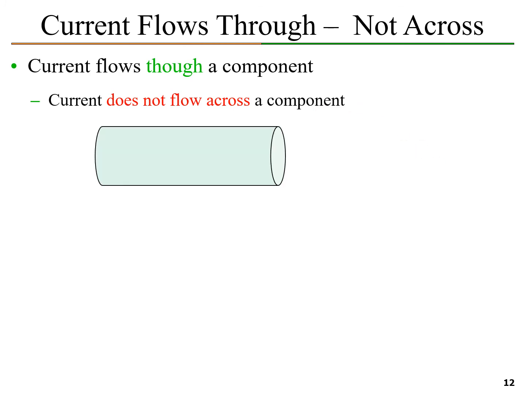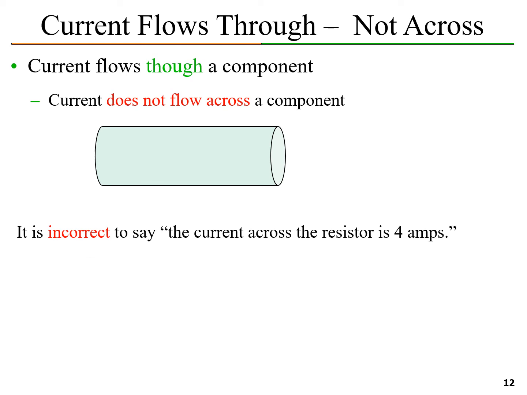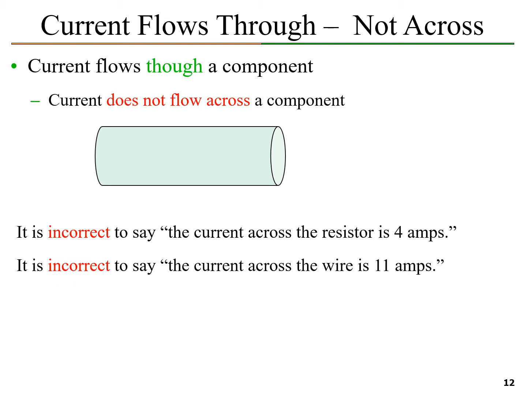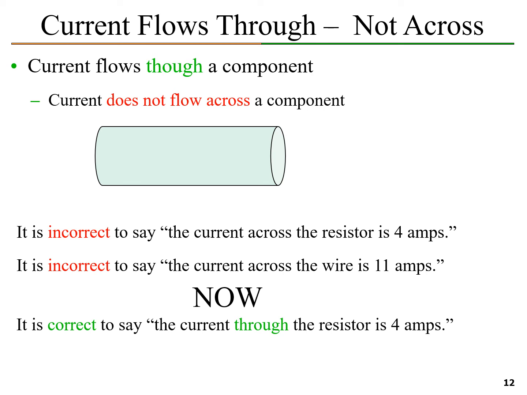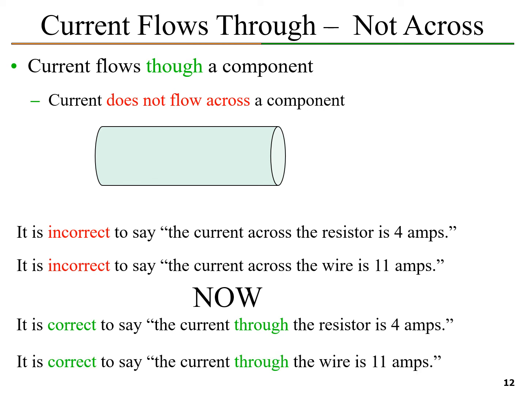Okay, here we see a piece of a wire, and we're going to see the electrons flowing through the wire, and moving charges mean that we have current. 1 electron went through, then later on 2 went through. Okay, so current flows through, not across. It is incorrect to say current across the resistor is 4 amps. It is incorrect to say the current across the wire is 11 amps. Now, it is correct to say the current through the resistor is 4 amps, and it's also correct to say the current through the wire is 11 amps.